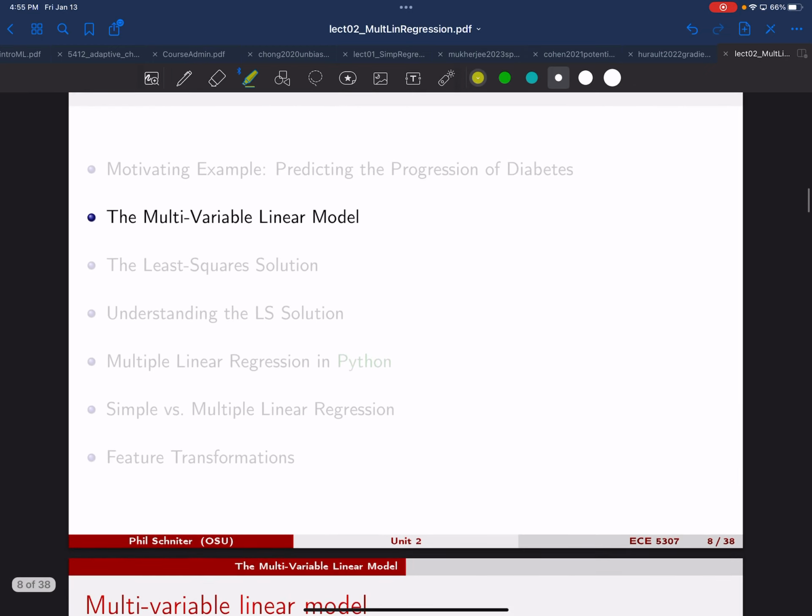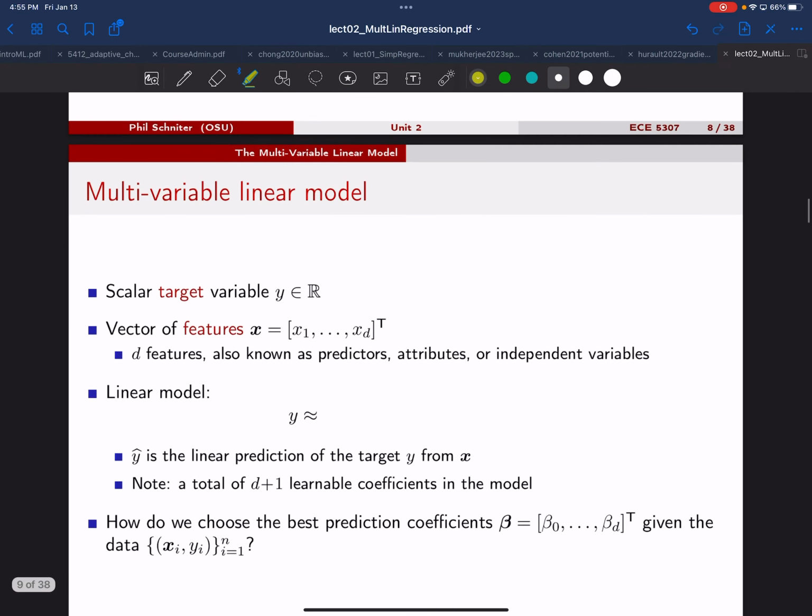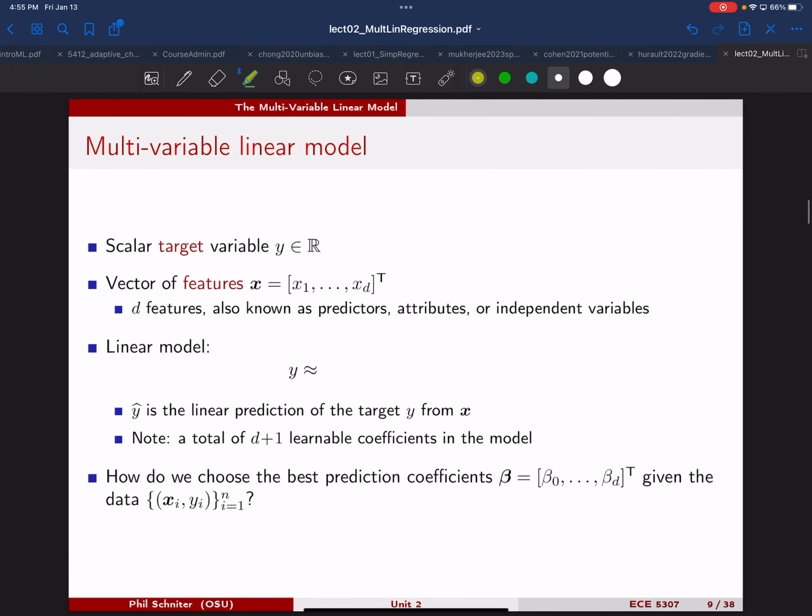All right, so let's start with the multivariable linear model. Again, in spirit, this is exactly what we did last time. The difference now is instead of a single variable x, we have d different variables that we're using for prediction.